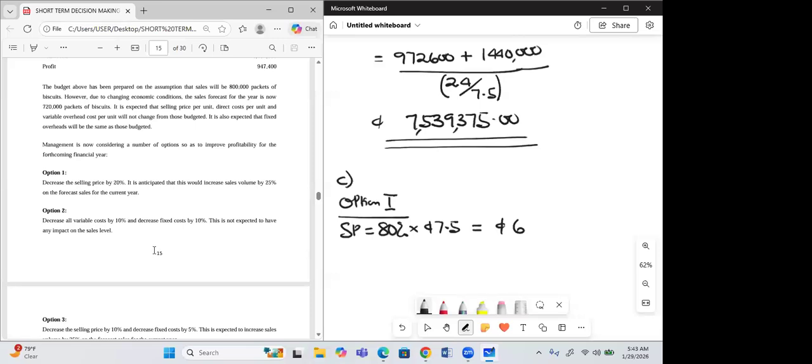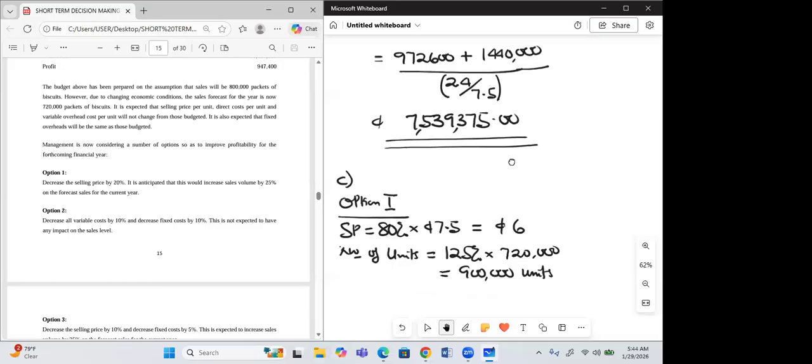That's 6 per unit. In anticipating that sales volume will increase by 25%, the number of units will be 125% times 720,000. That's 900,000. If you give me 900,000 units, are you following? Yes. 900,000 units. Is that all? Yes, that is for option 1.